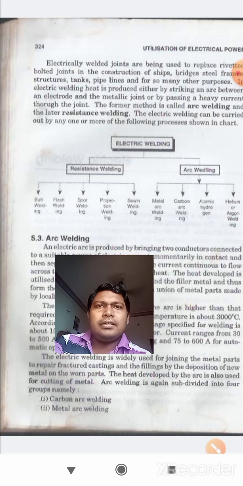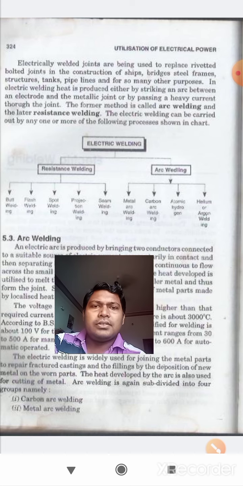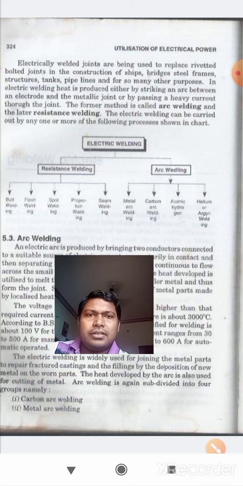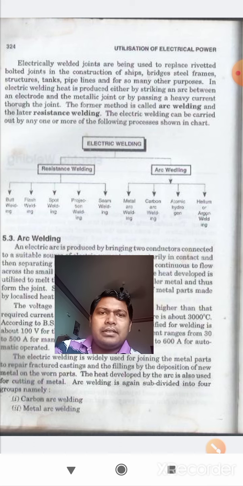Electrically welded joints are being used to replace riveted and bolted joints. So students, the term riveted is here. You might have seen rivet joints. Rivet is a permanent joint actually. Riveting means, suppose we have to join two metals without any welding or by nut bolting. Riveting is a process by which the head of the material is flattened, and it will act as a lock and will not allow the material to come loose. Suppose there are two metals, I have to make them joint without the use of welding. I will use riveting.